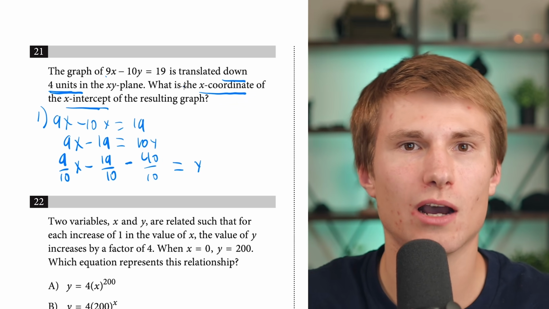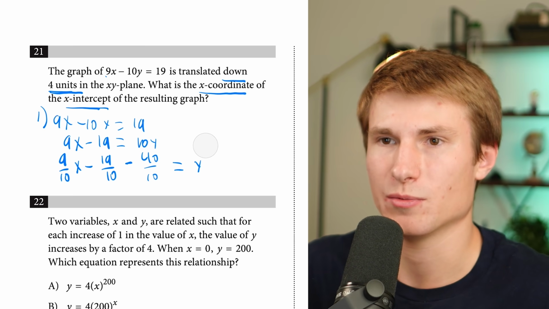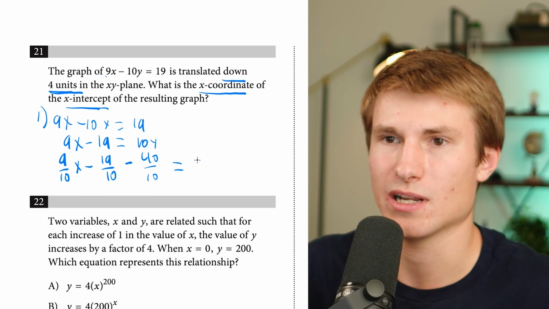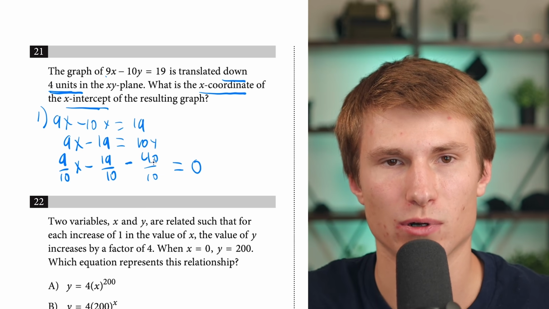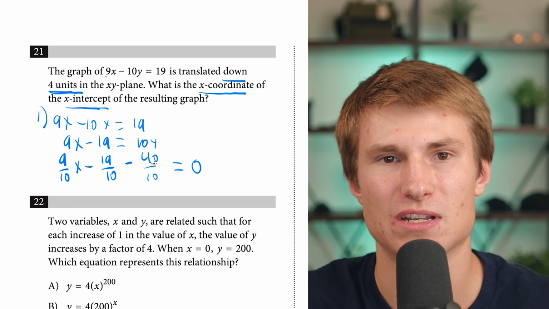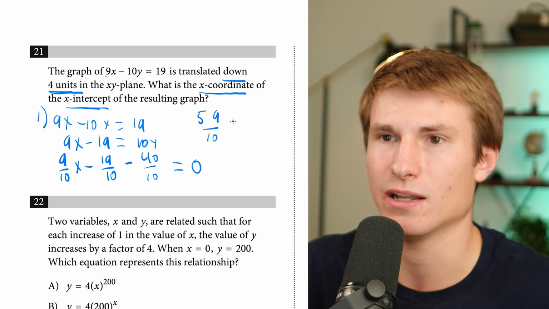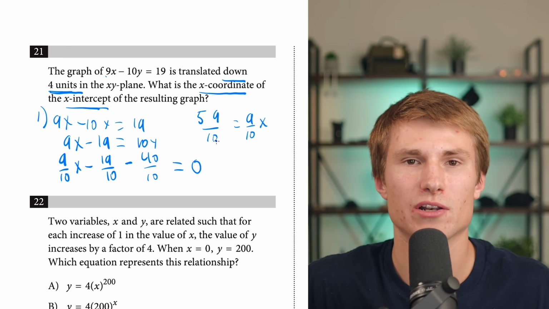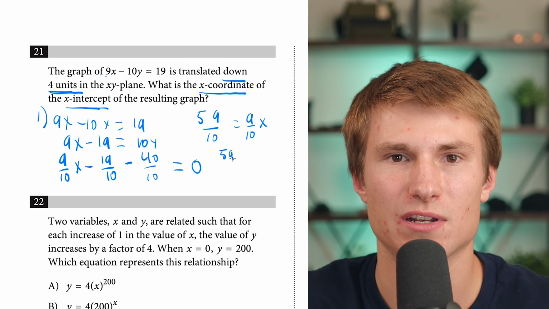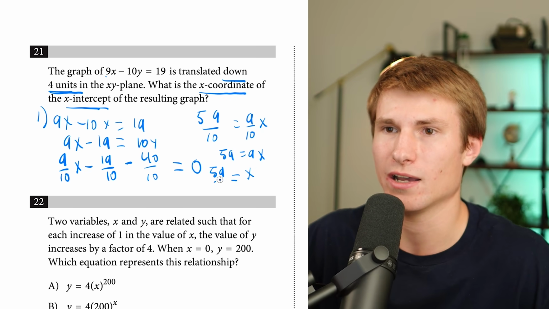is equal to y. Now we want to find where our x-intercept is. Well, our x-intercept is going to be where y is equal to 0. So we can now set this equal to 0. Now from here, I'm going to combine this negative 19 over 10 and this negative 40 over 10 into negative 59 over 10. Then I'll add it to both sides and I'll end up with 59 over 10 is equal to 9 over 10x. Now from here, all we have to do is multiply both sides by 10 and we get 59 is equal to 9x. From there, to isolate x, we see that x would equal 59 over 9.